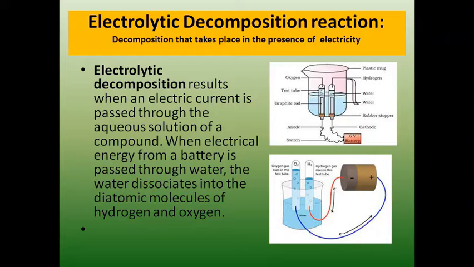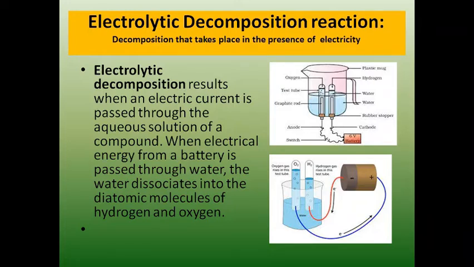Two electrodes are made, one is cathode and one is anode, and these two electrodes are connected with a 6-volt battery. And then this mug is filled with water, and a few drops of sulfuric acid are added to the water. Why is it so? This is to make water a good conductor of electricity.